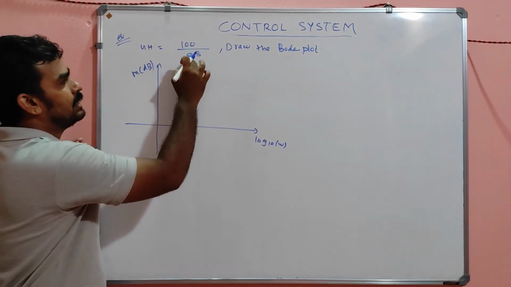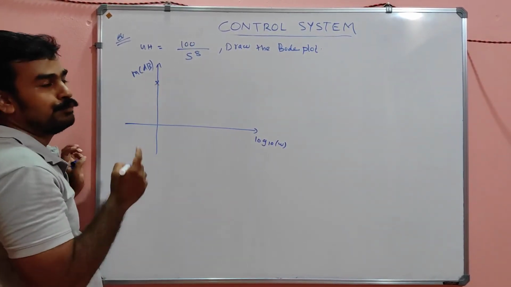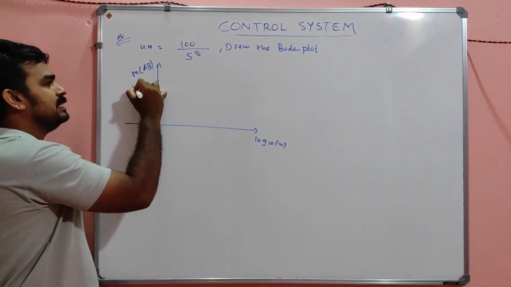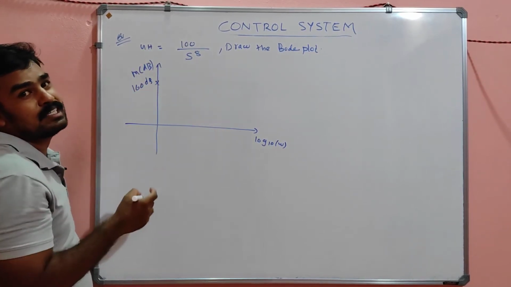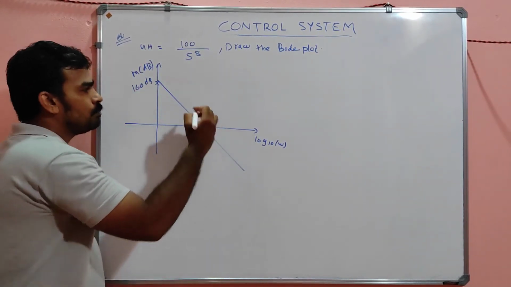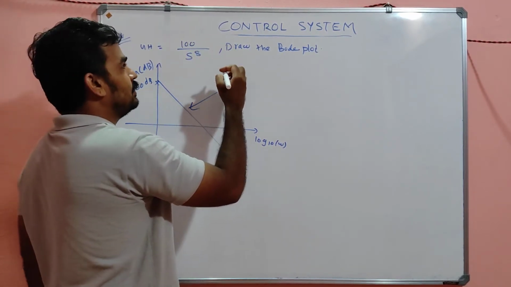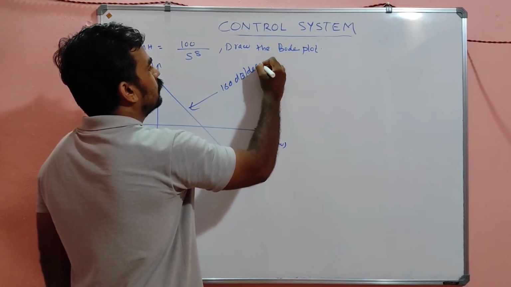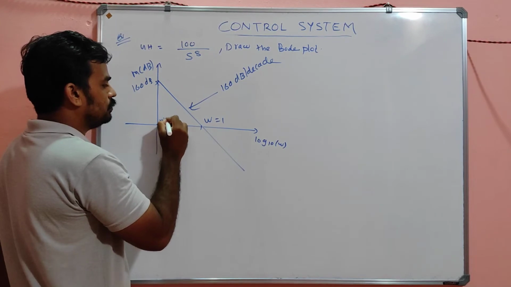Okay, so s raised to 8 means what will be the starting point? For 8 poles, what will be the starting point, my dear? 160, am I right? 160 dB. 8 into 20, 160 dB. What will be the slope, my dear? It is 8 into 20, that is 160 dB per decade. This is omega equal to 1. This is omega equal to 0.1.